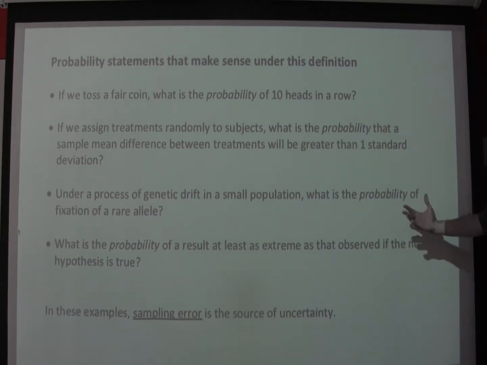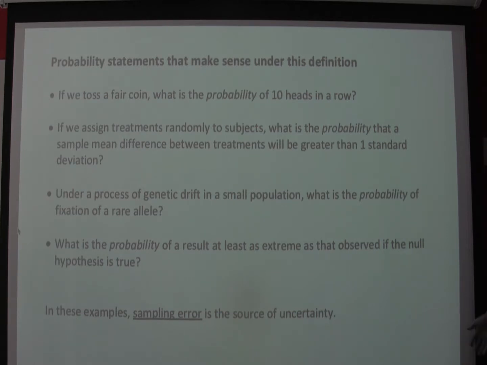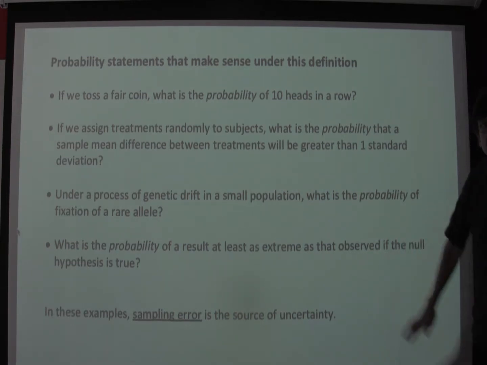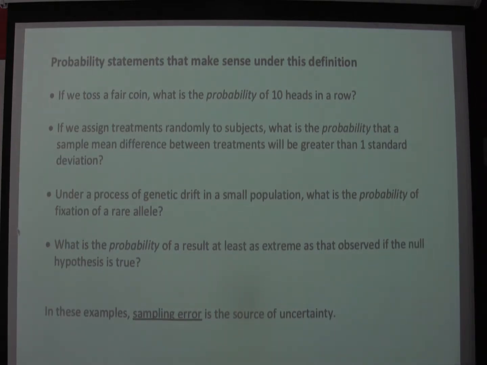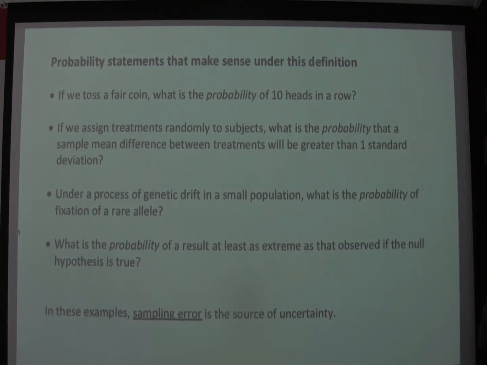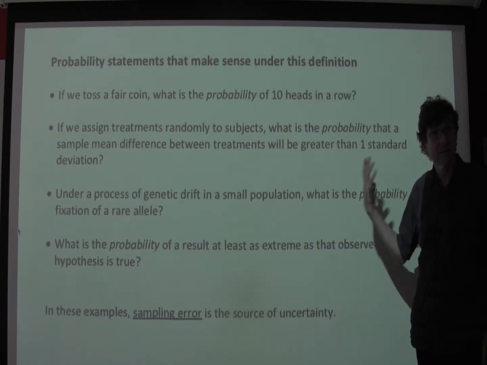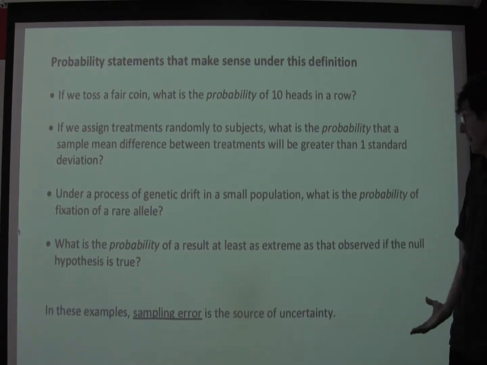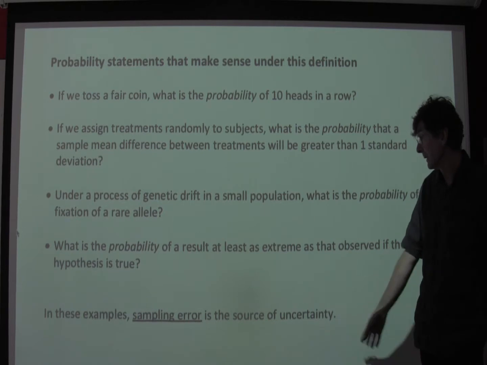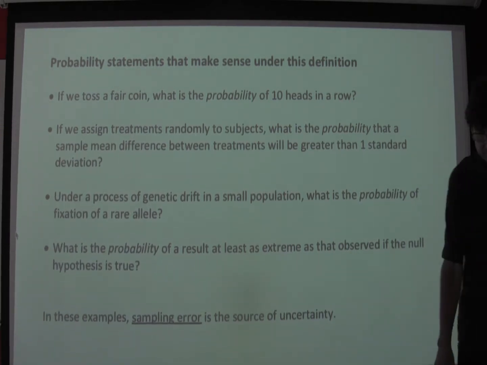There are also processes in biology that are stochastic, like genetic drift. Under a process of genetic drift, what's the probability of fixation of a rare allele? And then the mighty p-value. What's the probability of a result at least as extreme as that observed if the null hypothesis is true? In all cases, we have a probability model that underlies these that allows us to calculate the probabilities, and sampling error is the source of uncertainty in every case.